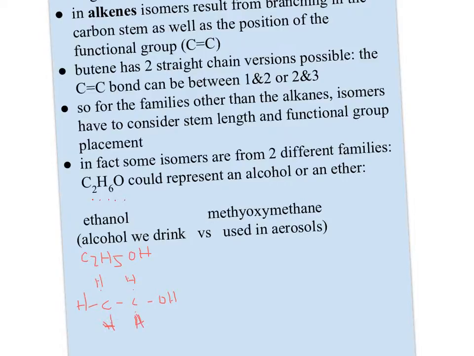like so. But if it was methoxymethane, then the condensed structural formula would be CH3OCH3 to let us know that the oxygen is single bonded between the two carbons, or the two methyl groups, and it would have a full structural formula like so.